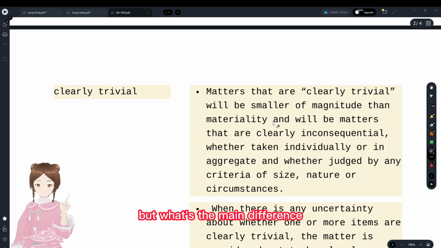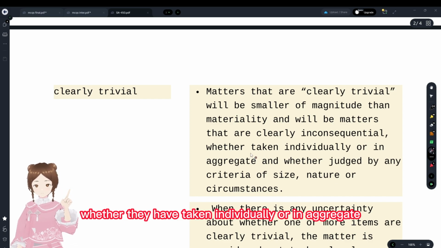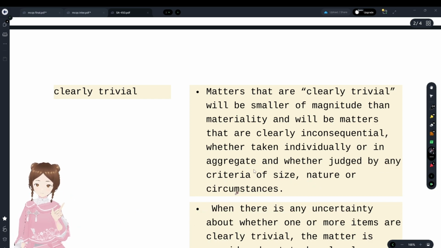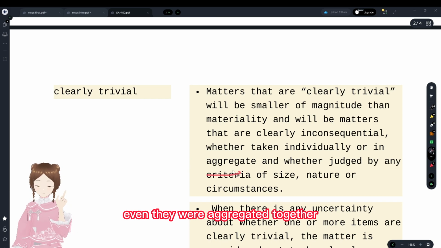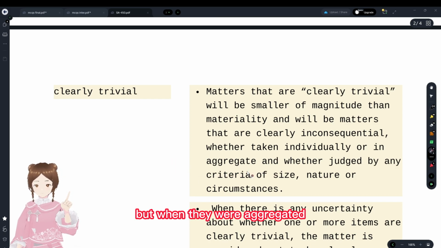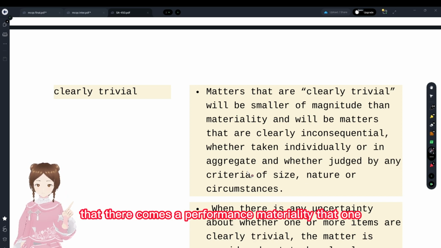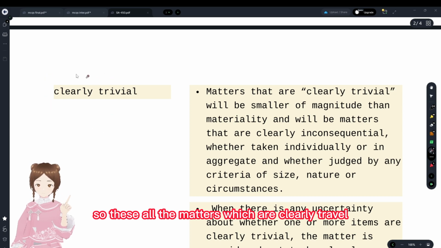But what's the main difference? Clearly trivial matters are those that are clearly inconsequential, whether taken individually or in aggregate, whether judged by any criteria of size or nature. You see, they don't have a significant amount even when aggregated together. But when things are aggregated and become material, there comes performance materiality. So these are all the matters which are clearly trivial.